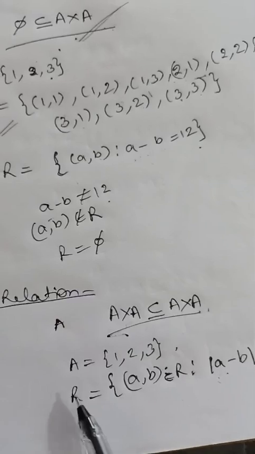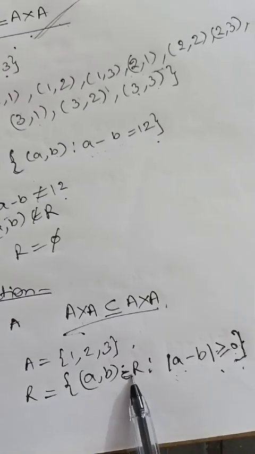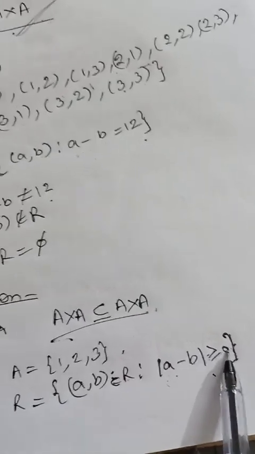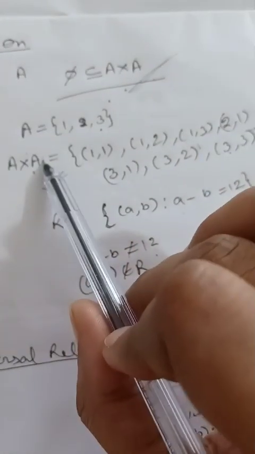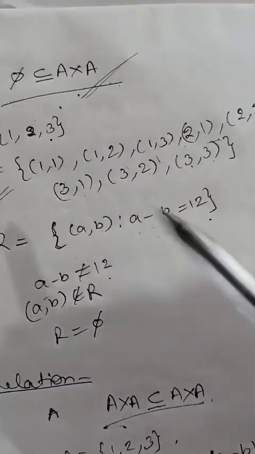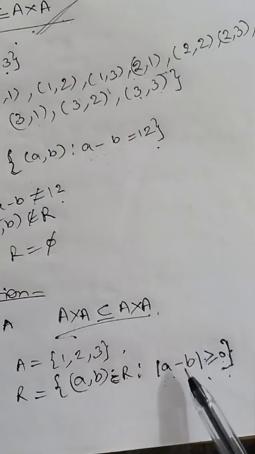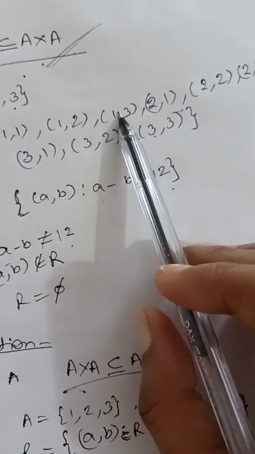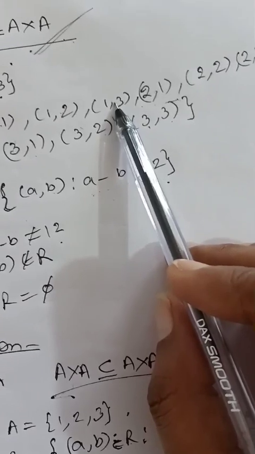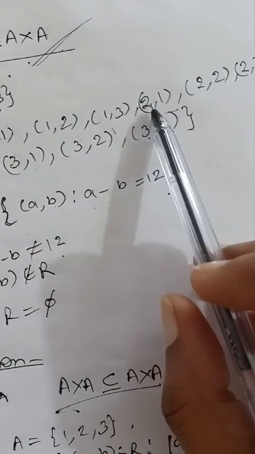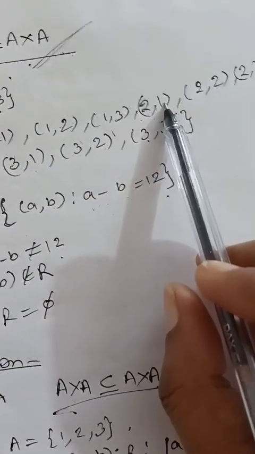So R is the relation of (a,b) belonging to R such that the modulus of a minus b is greater than or equal to 0. Now verify this relation in the A cross A product. So according to this, 1 minus 1 is 0, which is equal to 0. 1 minus 2 is minus 1, क्योंकि हम एब्सोल्यूट वैल्यू ले रहे हैं, that is 1, that is greater than 0. 1 minus 3 is minus 2, this will give 2 according to this relation, and 2 is greater than 0. Then 2 minus 1 is 1, greater than 0.